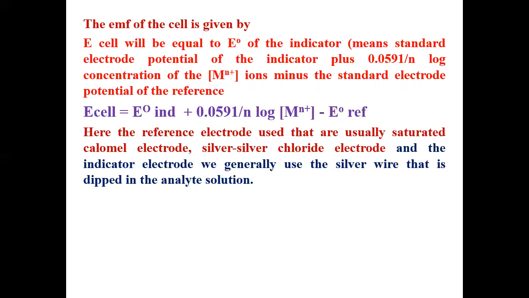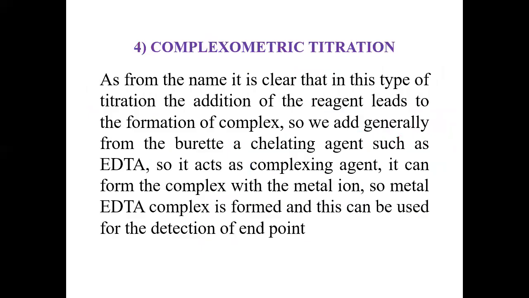The last, fourth type of potentiometric titration is complexometric titration. As is clear from the name, in this type of titration, the addition of the reagent leads to the formation of a complex. So we generally add from the burette a complexing agent such as EDTA. EDTA is the abbreviation of ethylenediaminetetraacetate. So it acts as a complexing agent. It can form a complex with the metal ion. So a metal-EDTA complex is formed, and this can be used for the detection of the endpoint.